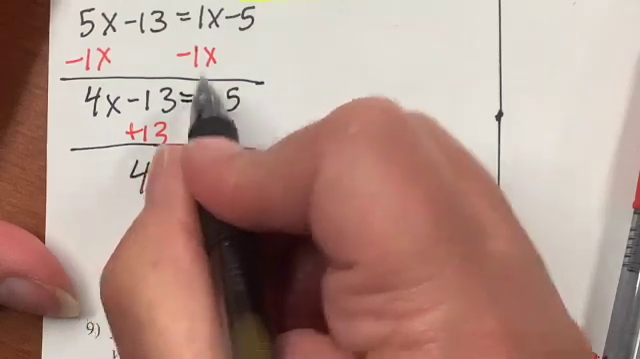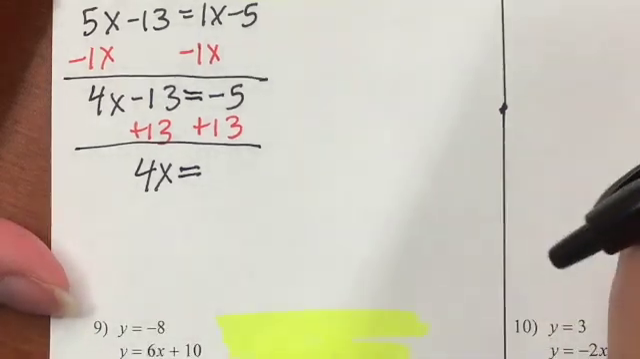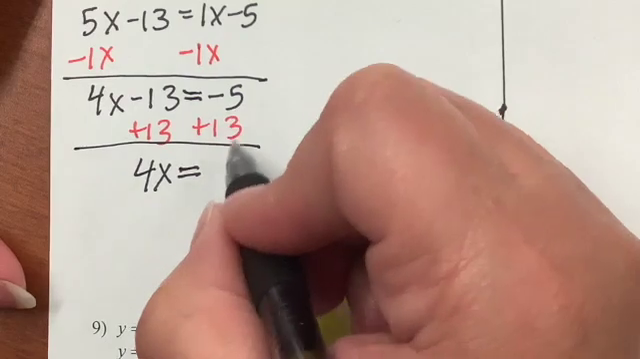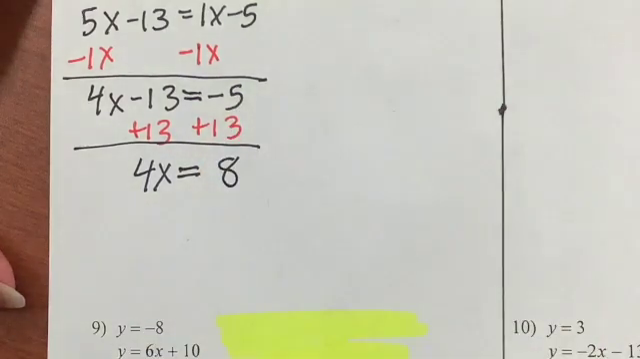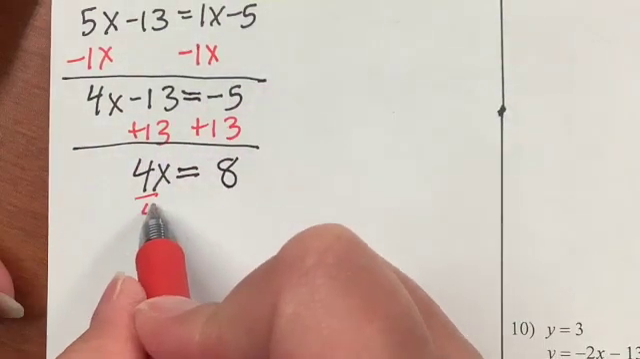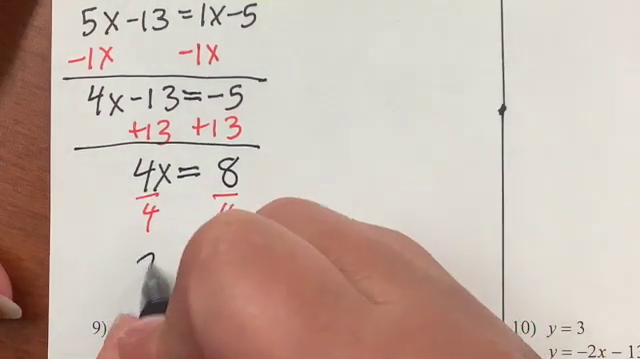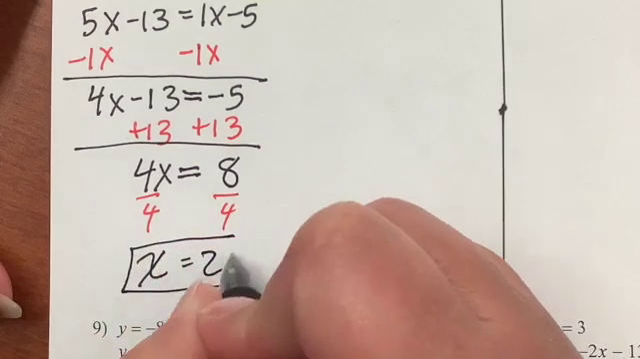I keep forgetting my equal sign. Some people like to just put a line down the middle. That's fine too, but don't forget there's an equal sign there. Negative 5 plus 13, the signs are different, so you subtract and you get 8. 13 is positive, it's larger than 5, so positive 8. Divide both sides by 4. 4 divided by 4 is 1. 8 divided by 4 is 2, so x equals 2.